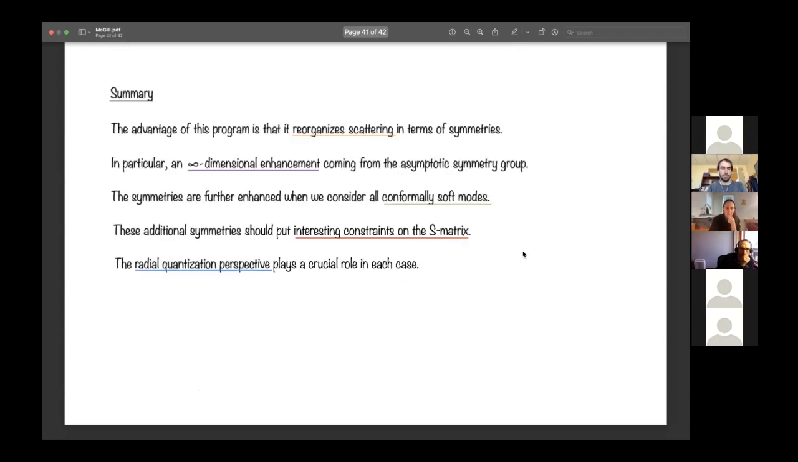Okay, so what I want to close on is that the purported advantage of the celestial holography program is reorganizing scattering in terms of symmetries. Originally that meant the soft theorem asymptotic symmetry, the infinity and the angle dependence in the night sky from the known asymptotic symmetry group. When you go to the celestial basis, you encounter conformally soft modes that seem to have interesting OPEs and algebras. Those additional symmetries, because of those radial quantized commutators, should impose interesting constraints on the S matrix.